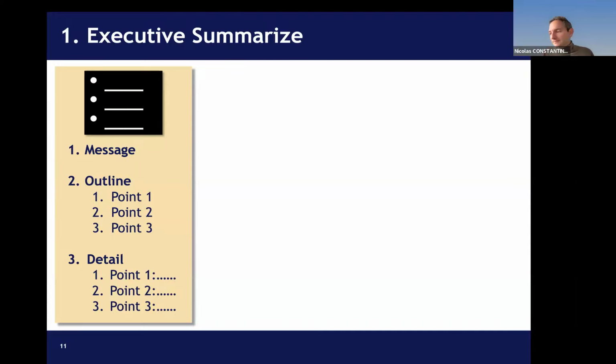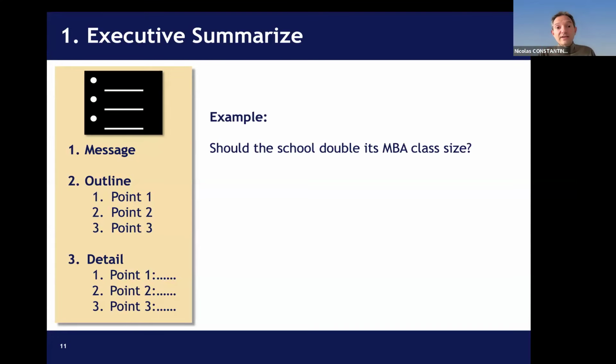That's pretty much it. So let me show you an example, as if I were actually structuring a case. Let's say the case question is, should HEC double its MBA class size? If I'm structuring this and executive summarizing, I might say the following. To solve this question, I would explore three factors. Will it attract more employers? Will it strengthen the alumni network? And will it increase profits?